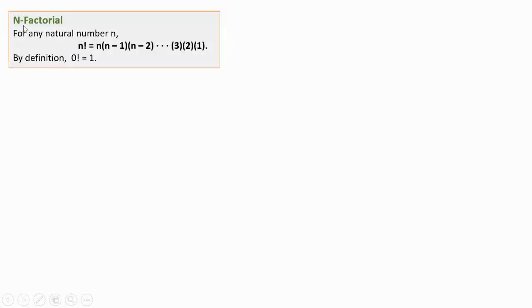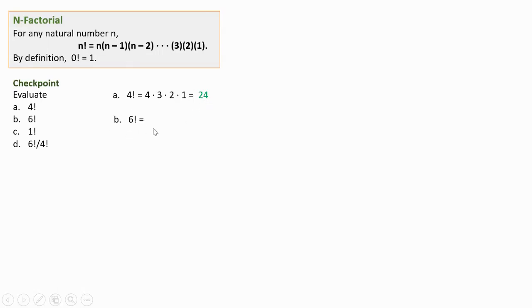Okay, now this is the factorial. For any natural number n, n factorial means n times n minus 1 times n minus 2 and so forth until you get to 1. And by definition, 0 factorial is equal to 1. Okay, this is what it means, checkpoint. 4 factorial is the same thing as 4 times 3 times 2 times 1. That's what the definition describes here. Then you multiply them out, which will be 24.